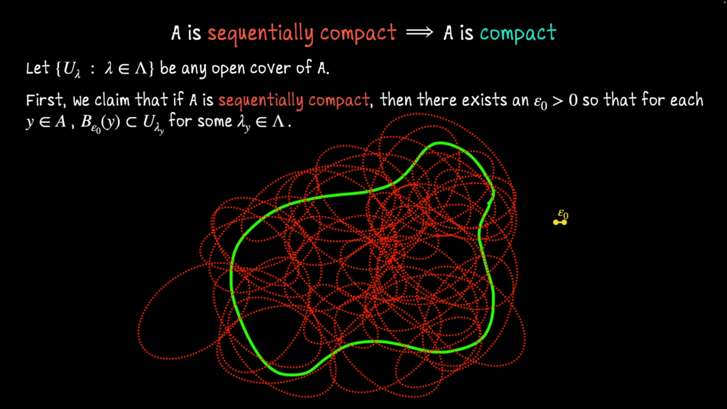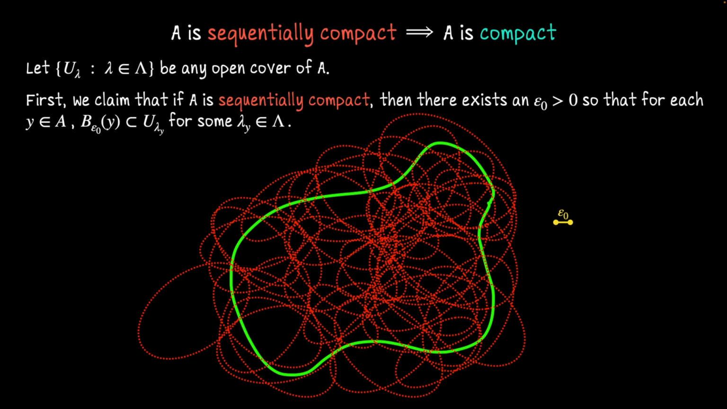So first, we will claim that if A is sequentially compact, then there exists some special positive radius, which I will call epsilon naught, so that for every single point in the set, the neighborhood of radius epsilon naught that you would draw around that point is entirely contained in one of the open sets from the open cover. So imagine that the radius I have over here on the right works for this statement. So it's a special radius which will make this property true.